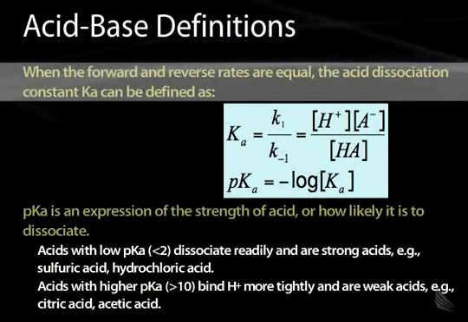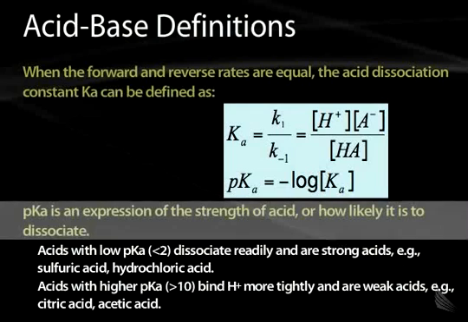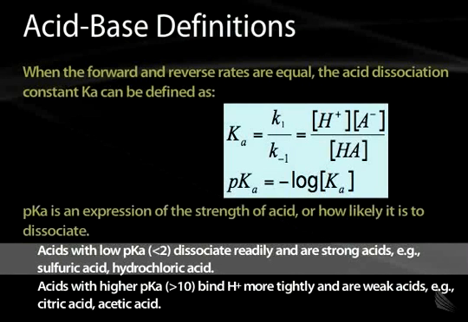Now I described that a little bit already. You can imagine if K1 is much greater than K-1, then the Ka is going to be relatively high, and so you will get a low pKa in that particular situation. So acids that have a low pKa, say less than 2, dissociate readily. That means K1 is much greater than K-1, and so these are strong acids. These are things like sulfuric acid and hydrochloric acid that give up their protons extremely readily.